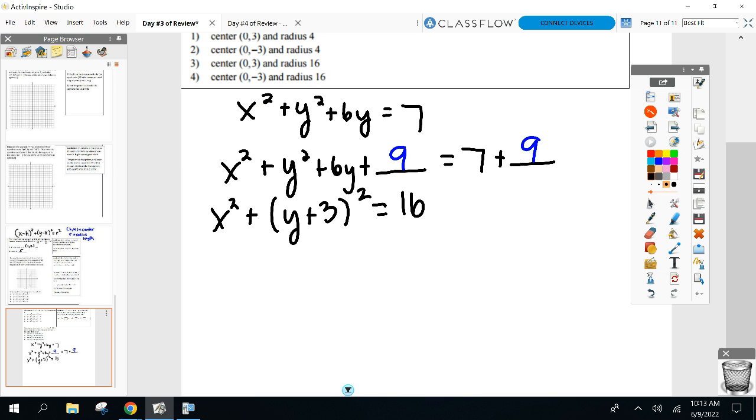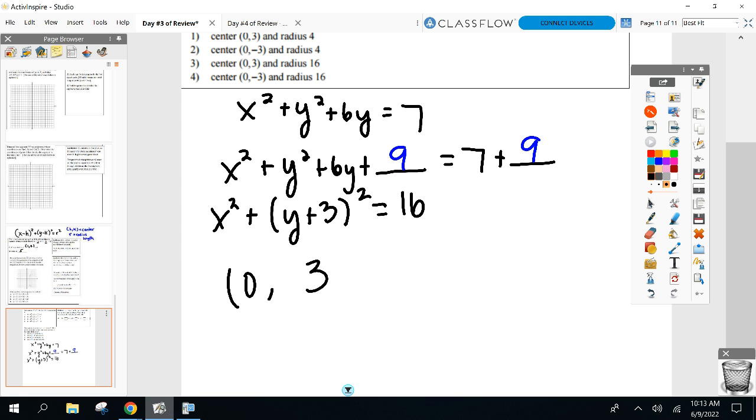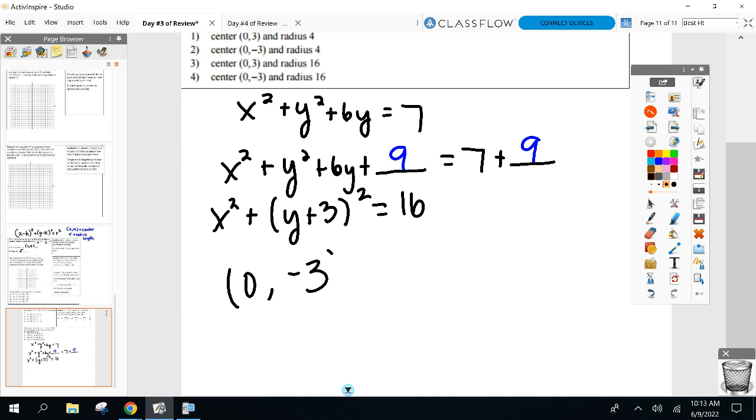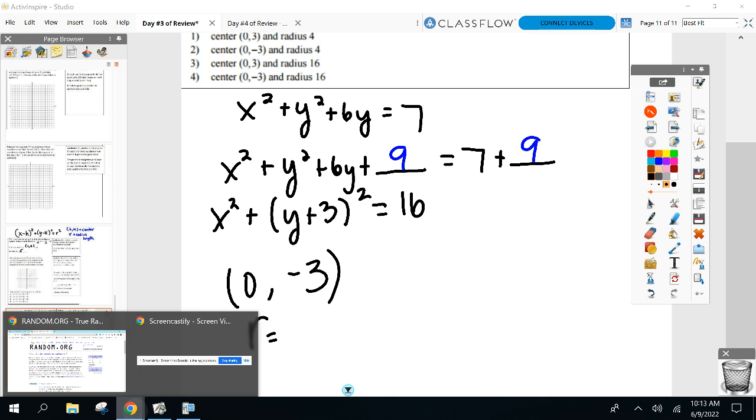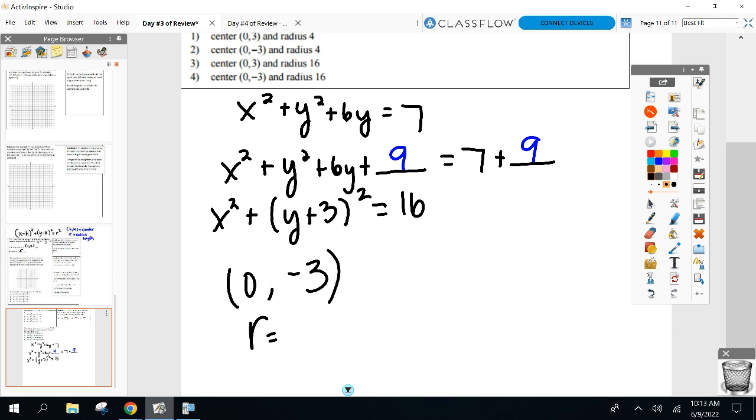All right, we already said our x coordinate's going to be 0. What about the y coordinate? I got a positive 3 in there. What's my y coordinate of the center? Negative 3. Yep. And my radius, if there's a 16 there, it's not 16. It's 4. Completing the square. It's almost guaranteed.